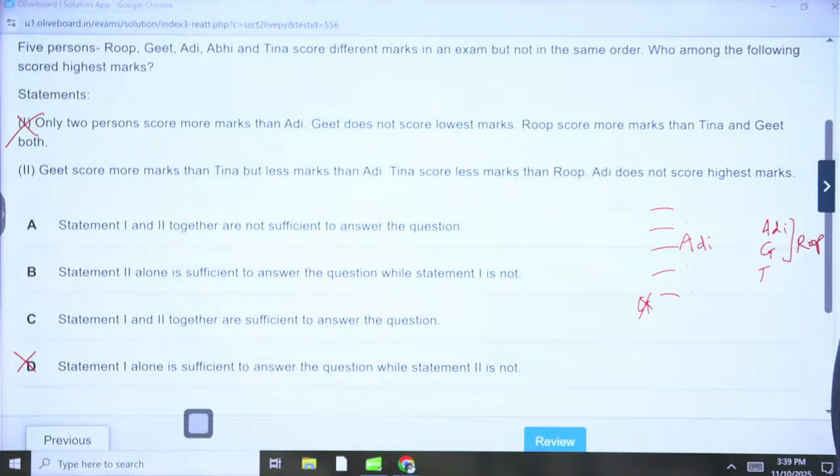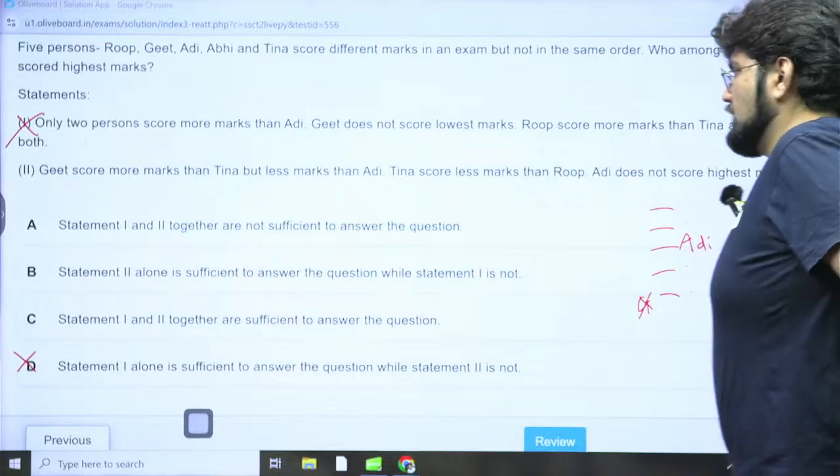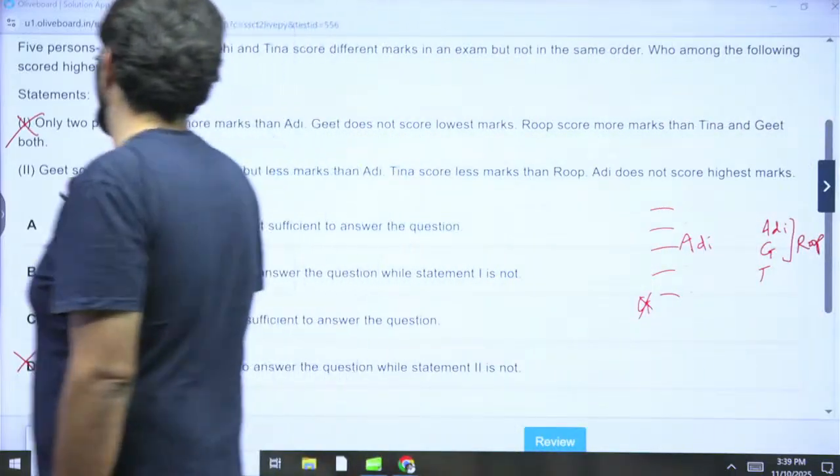But can we still confirm that Roop is at the top? I don't think so, right? There are 5 people and we only have 4 of them here. So this is also not sufficient.